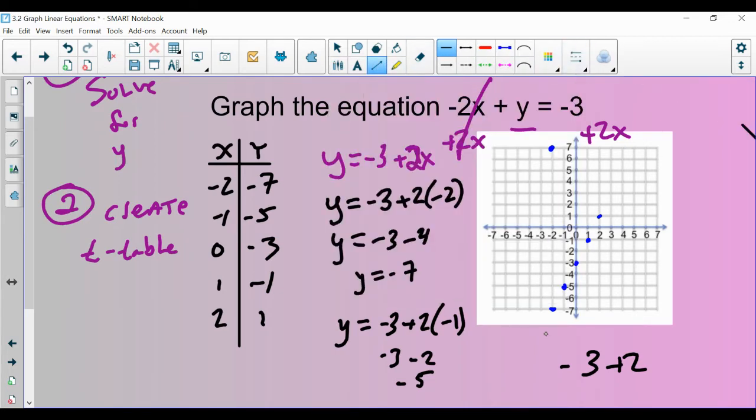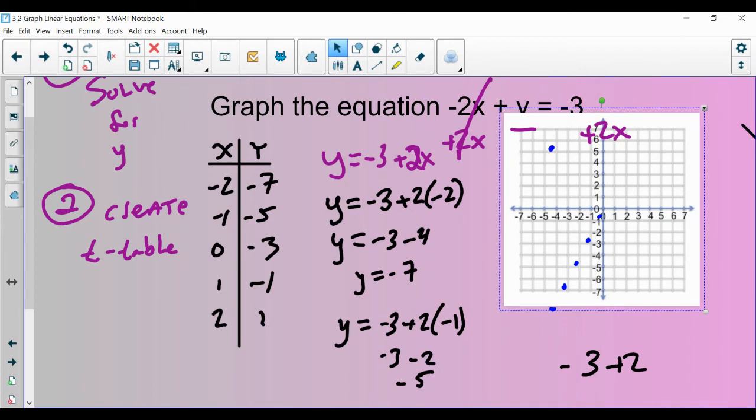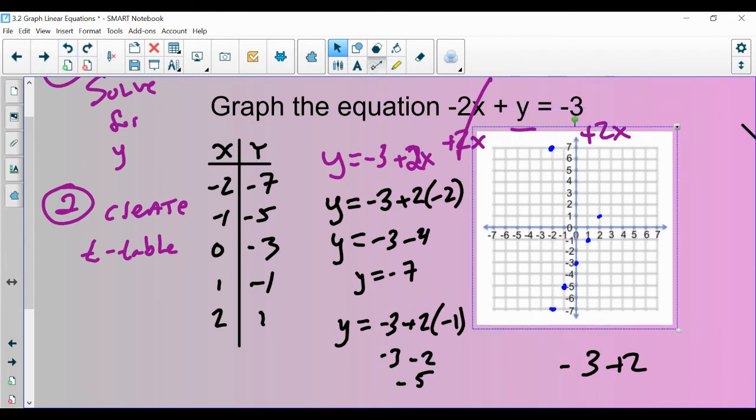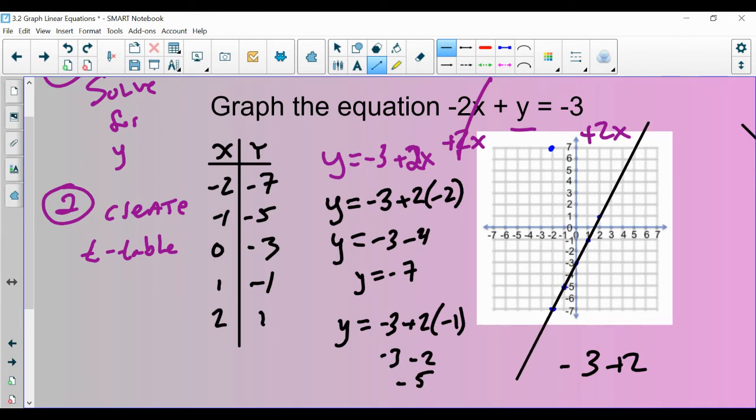If we are doing this and somehow it doesn't form a line, that tells us that something is wrong. Probably your math somewhere along the way. Check the ones that are not on the line. That's going to be a really easy way to fix that.